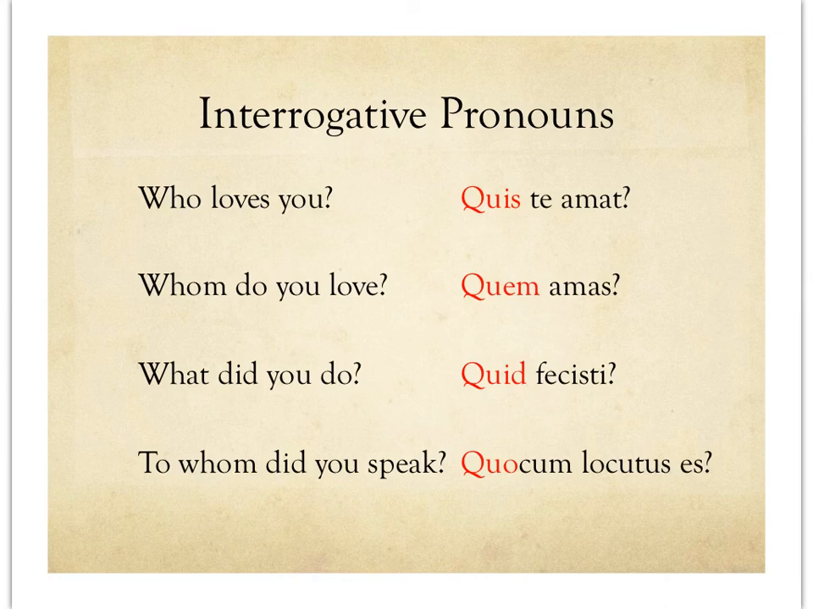So here, for example, you can see who loves you? Quis te amat? Whom do you love? Quem amas? What did you do? Quid fecisti? To whom did you speak? Quocum locutus es? Or we could say cui dixisti, if we wanted the dative. So you can see these are really pretty straightforward, and they really can't be confused with our relative forms.